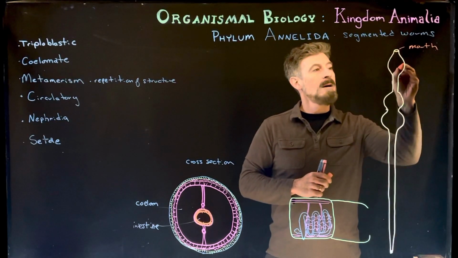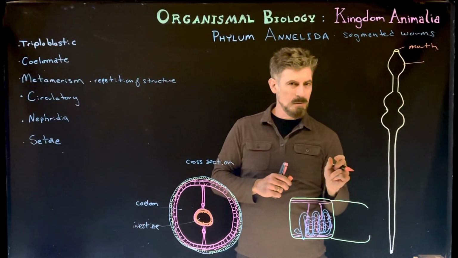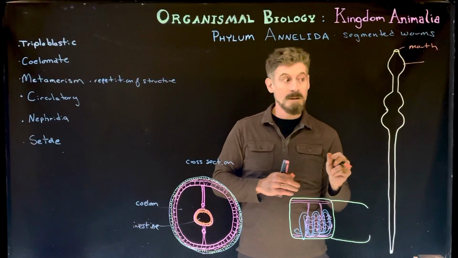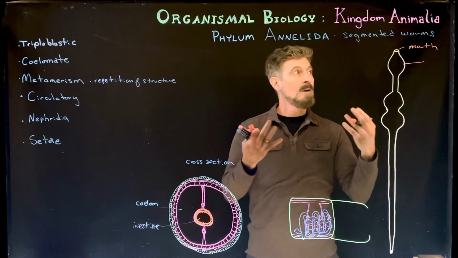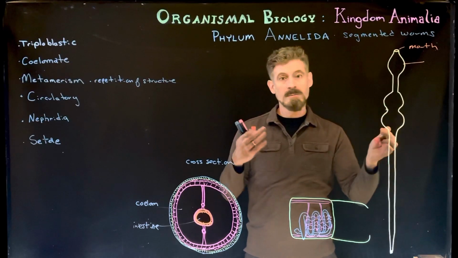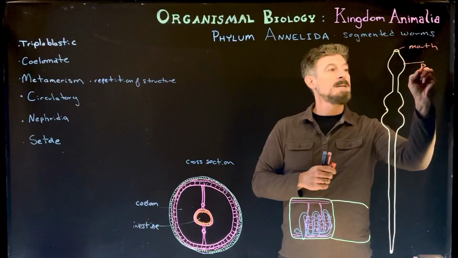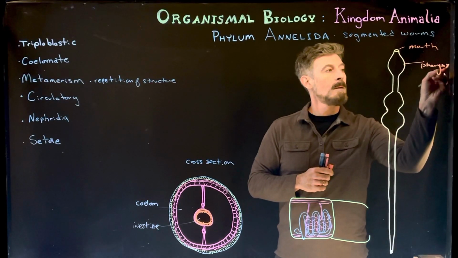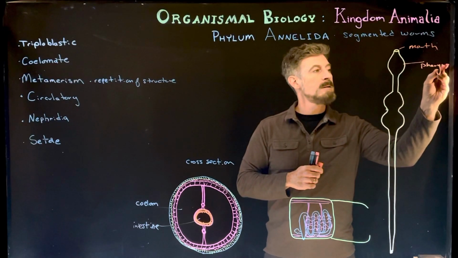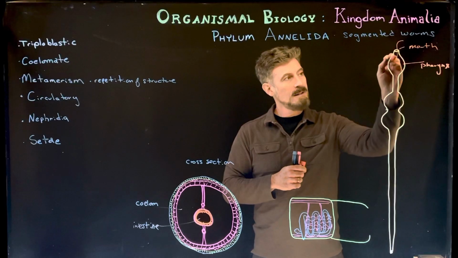So after the mouth, we have a muscular structure. Instead of just a non-muscular tube, now, because we have additional mesoderm, we have a muscular tube that has much more complexity to it than, say, we had in the nematodes. This is our pharynx. The pharynx is going to be muscular and help us pull food into the mouth.